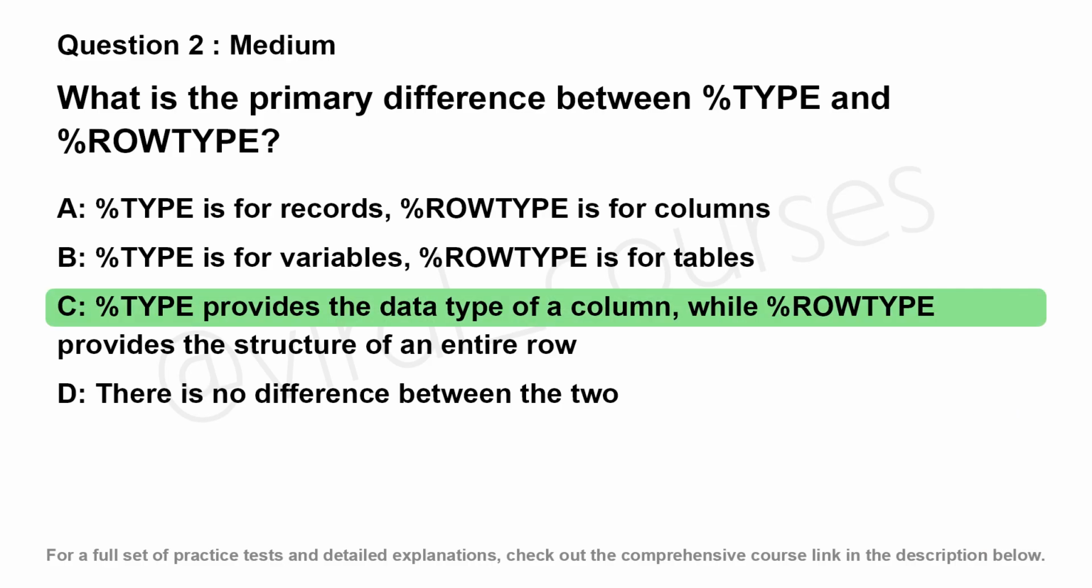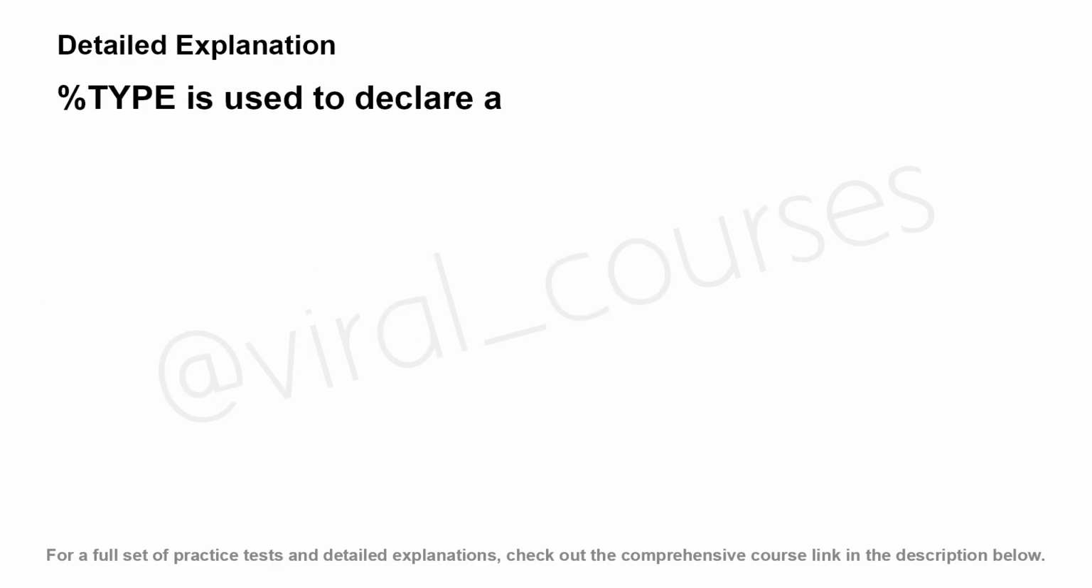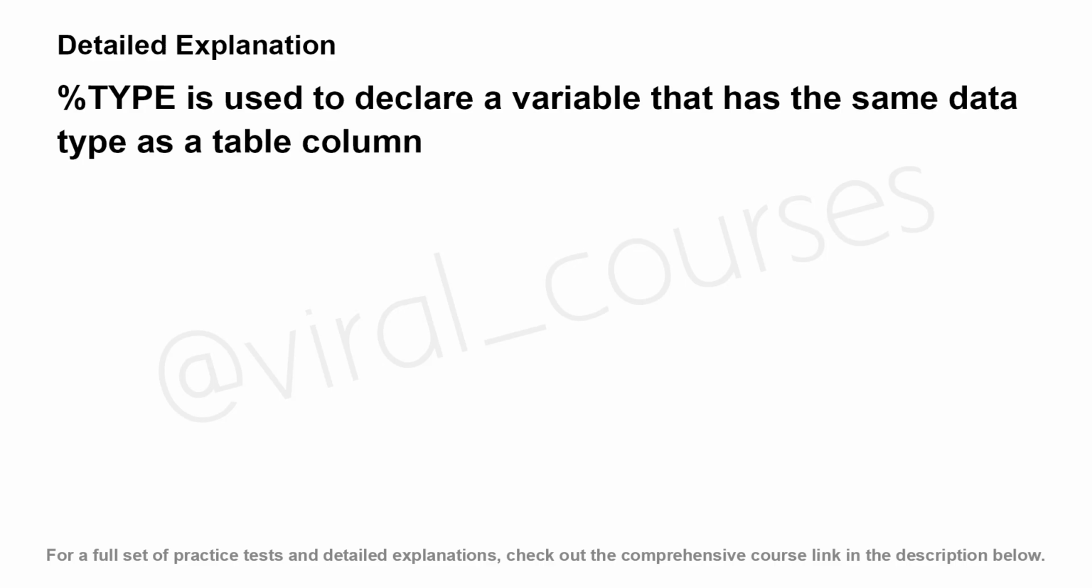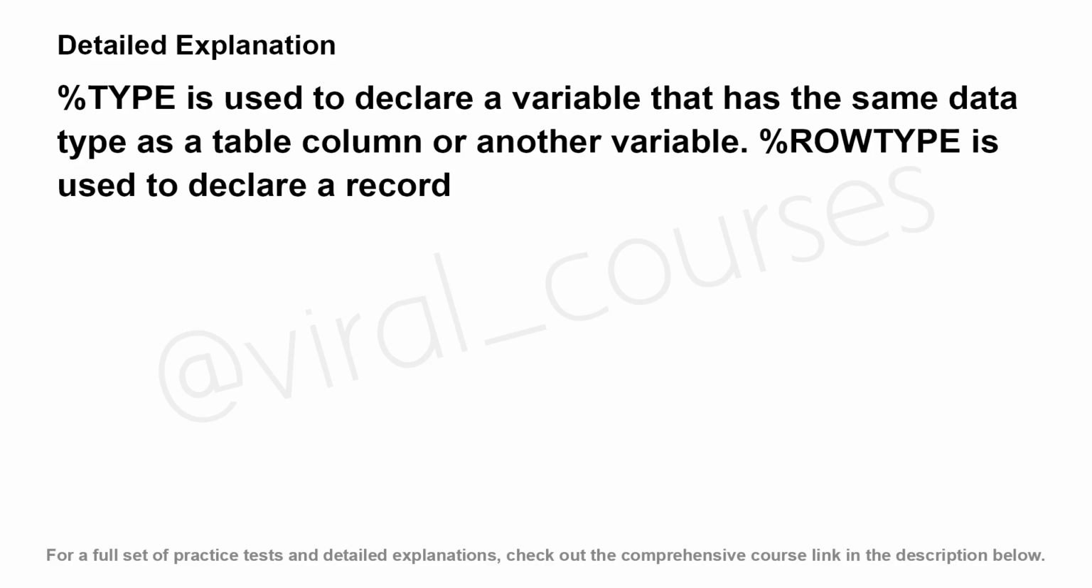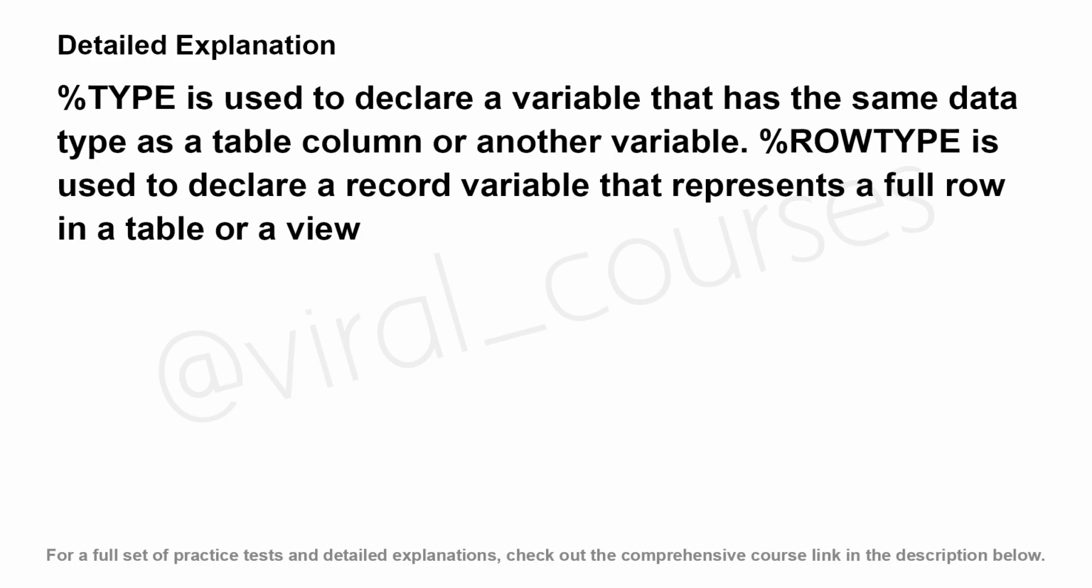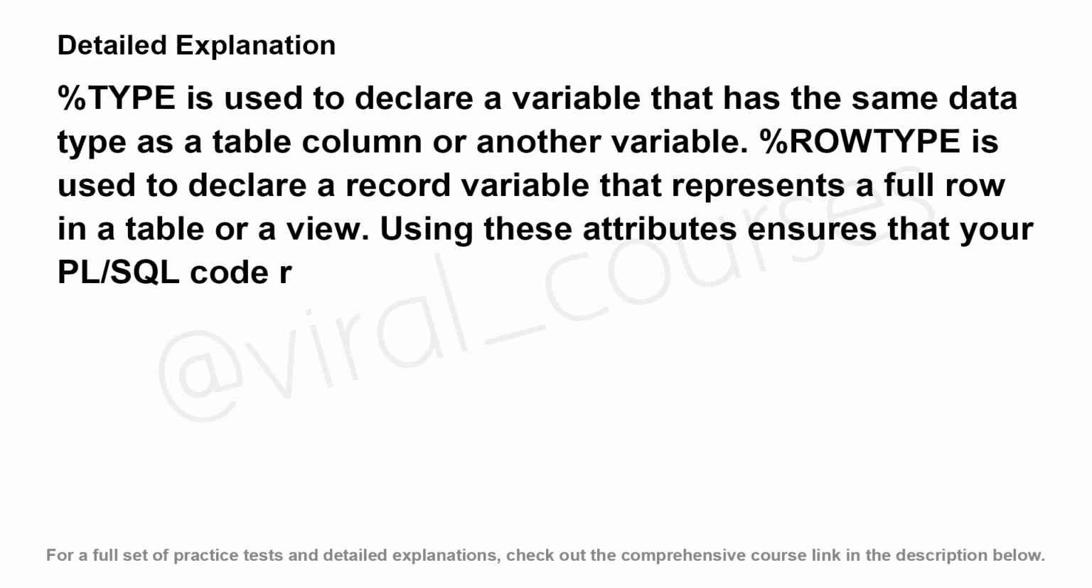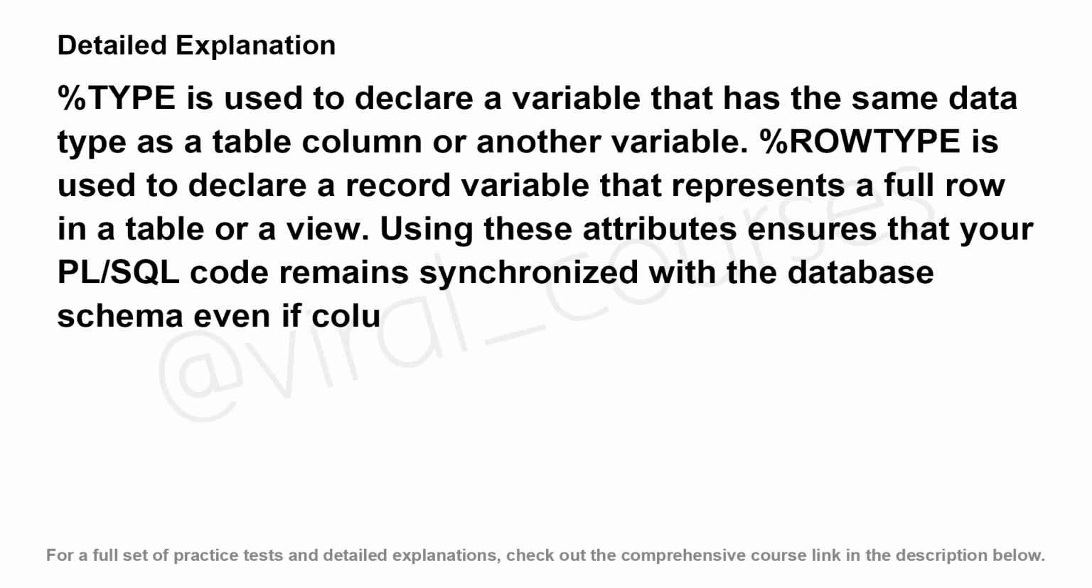The correct answer is C. %TYPE is used to declare a variable that has the same data type as a table column or another variable. %ROWTYPE is used to declare a record variable that represents a full row in a table or a view. Using these attributes ensures that your PL/SQL code remains synchronized with the database schema, even if column definitions change.